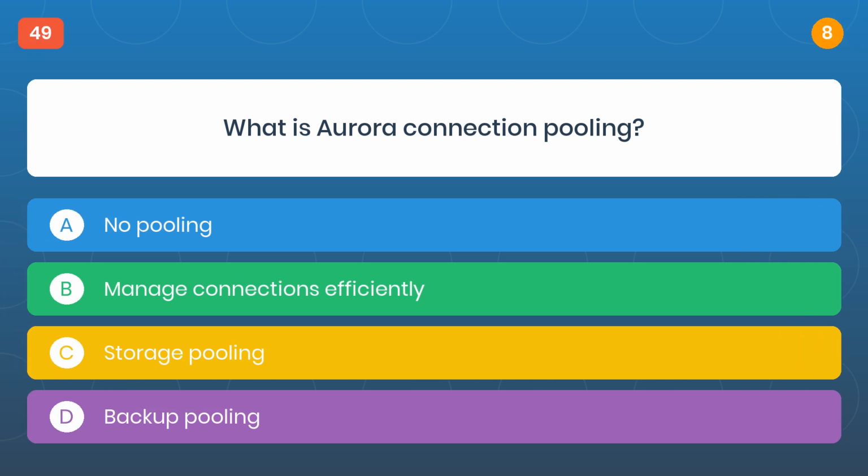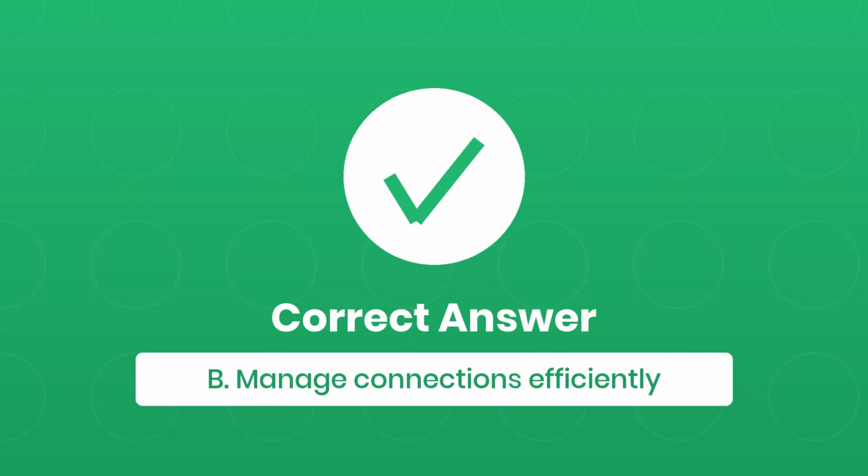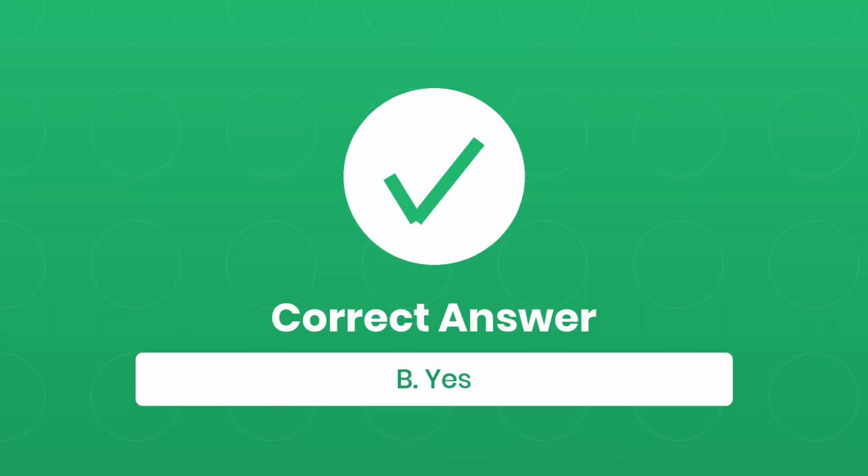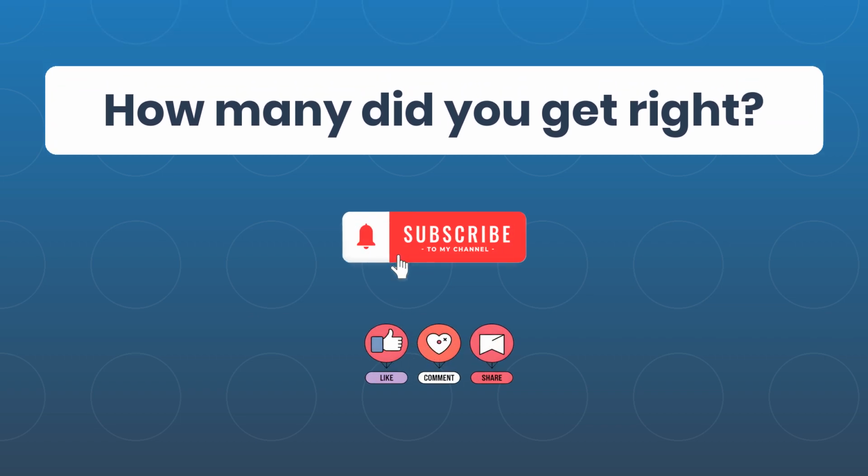Question 49. What is Aurora connection pooling? The correct answer is B, manage connections efficiently. Question 50. Can Aurora integrate with Lambda? The correct answer is B, yes. How many did you get right?